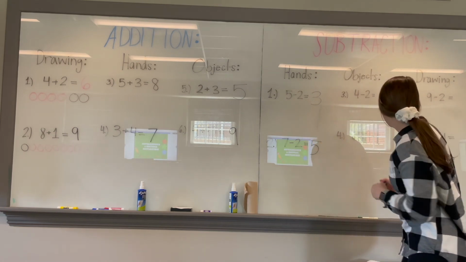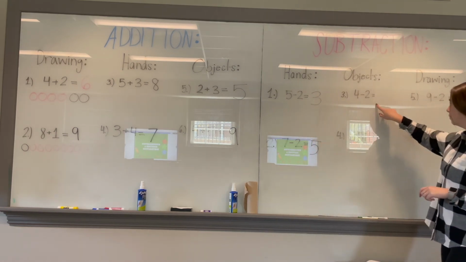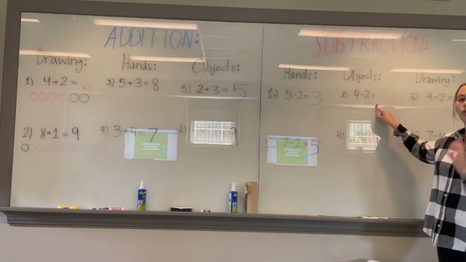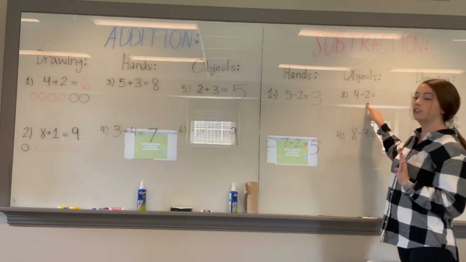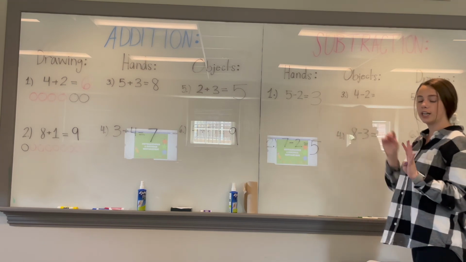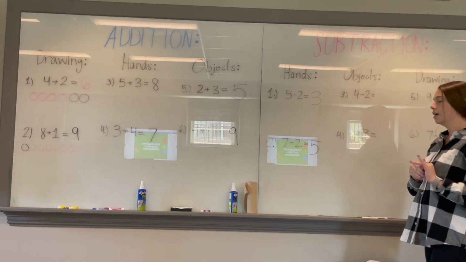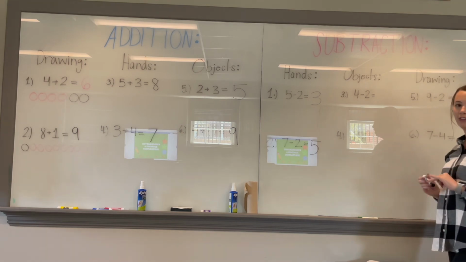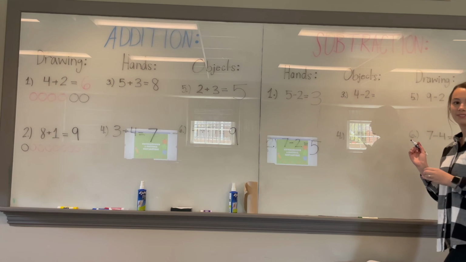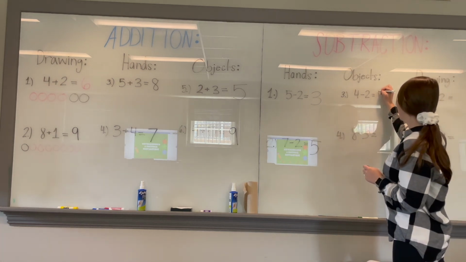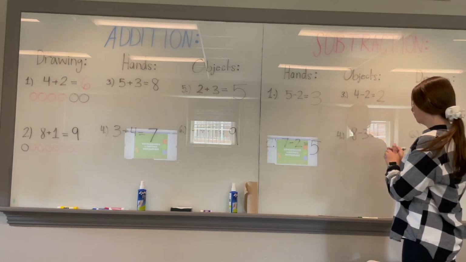So next we're going to do subtraction using our objects. So everyone needs to hold 4 teddy bears out in front of them. Then we're going to take away 2 of our teddy bears. So we're going to take away 1, 2. So how many teddy bears do we have left? Someone raise their hand. Yes, Tegan? 2. Thank you, we do. We have 2 teddy bears left.